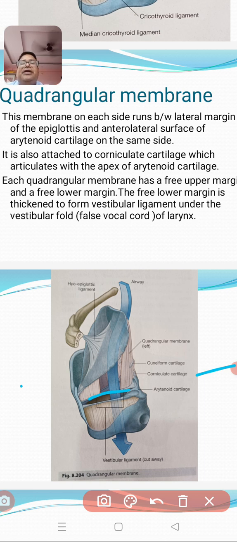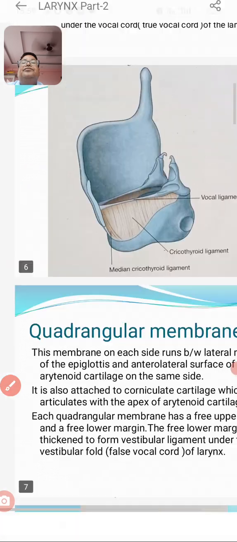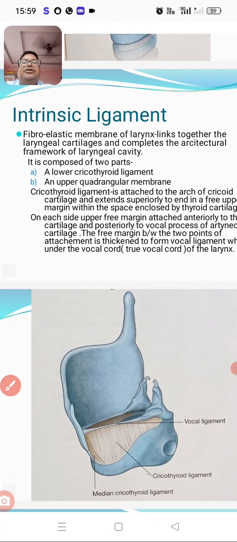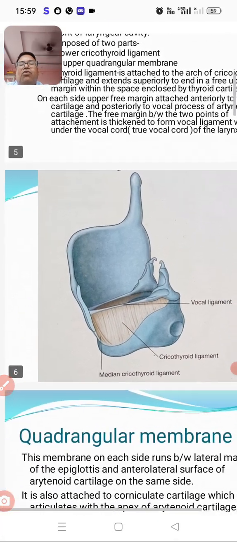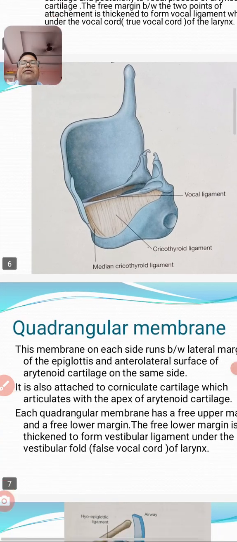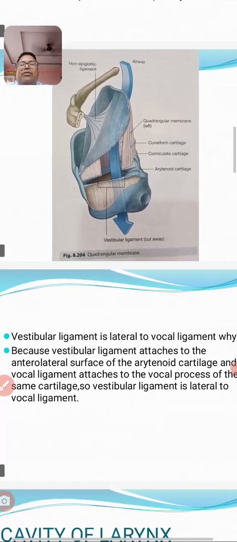There are two ligaments: the vestibular ligament and the vocal ligament. The vestibular ligament and the vocal ligament are formed from the quadrangular membrane.